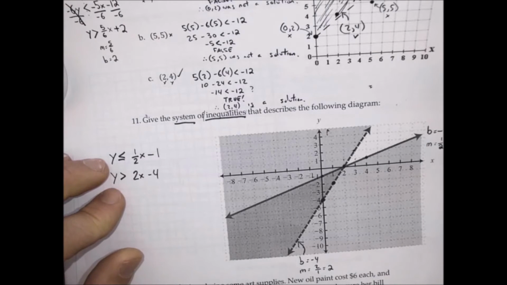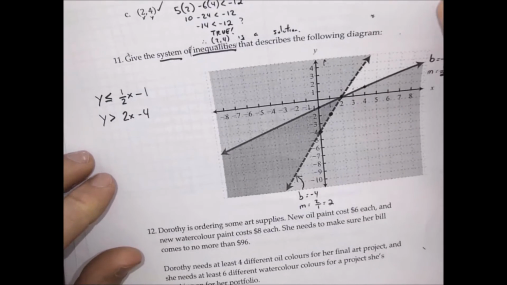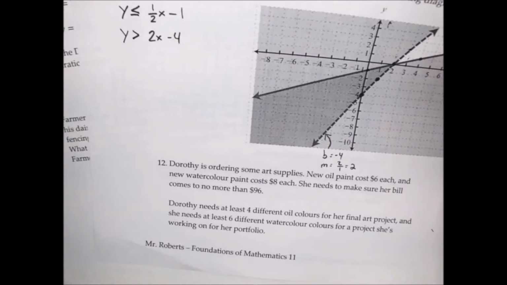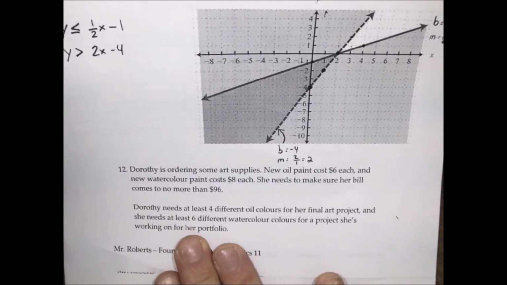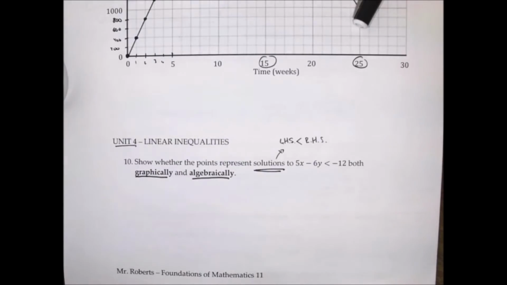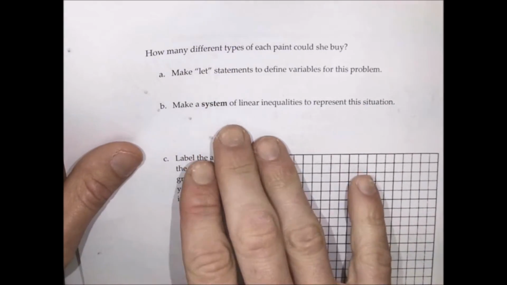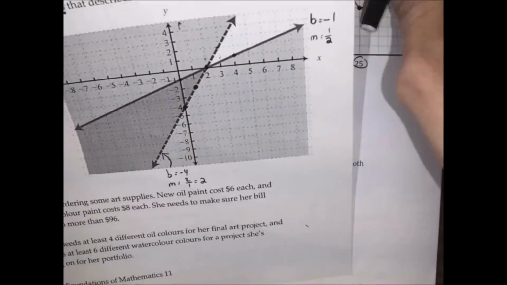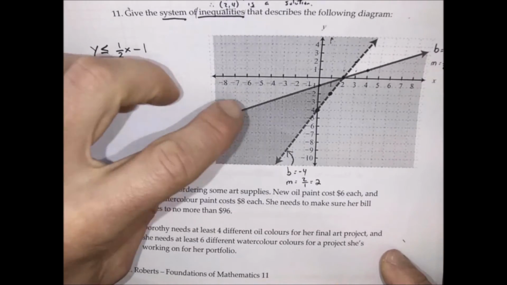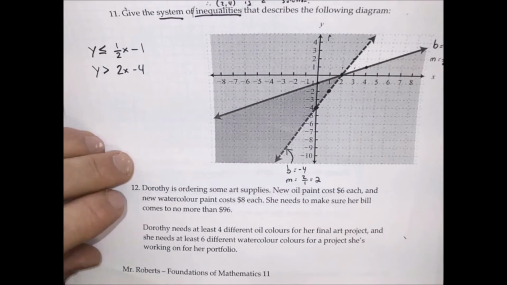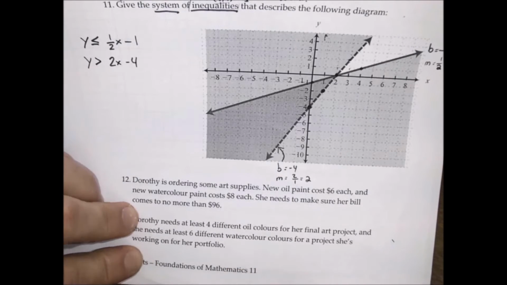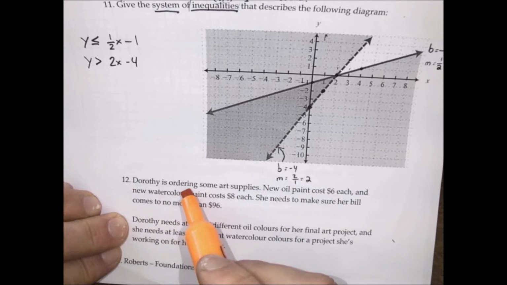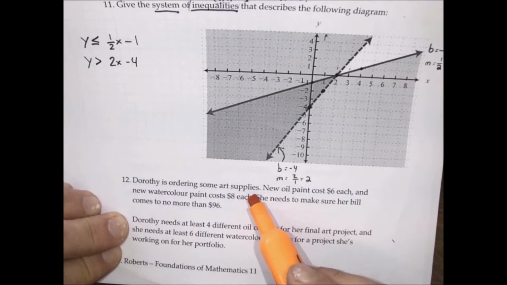Okay, moving on. So the next question looks like it's got a lot of moving parts. We've got a reading sample here that describes our situation, and it continues over on this page. So we're going to start with a highlighter, and we're just going to go slowly and read our reading sample until we feel like we really understand what it means. Okay, so what do we have here? Dorothy is ordering some art supplies.